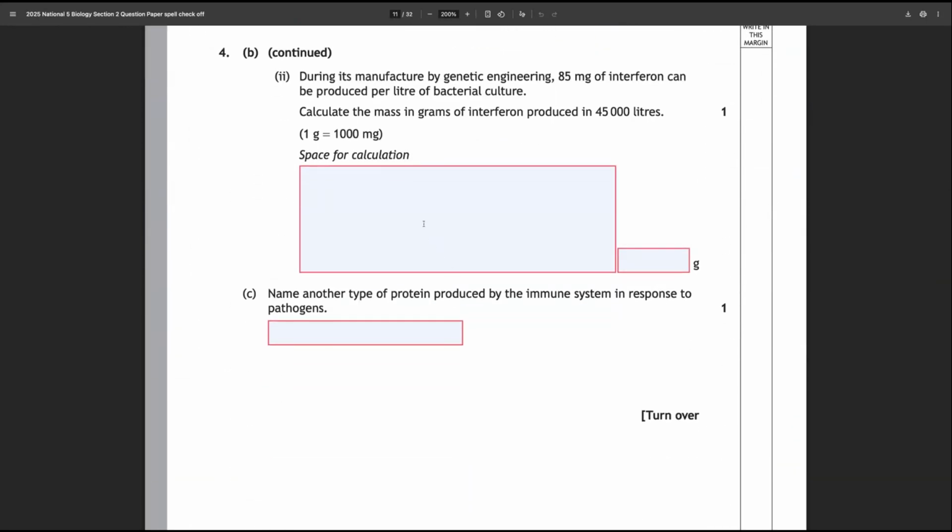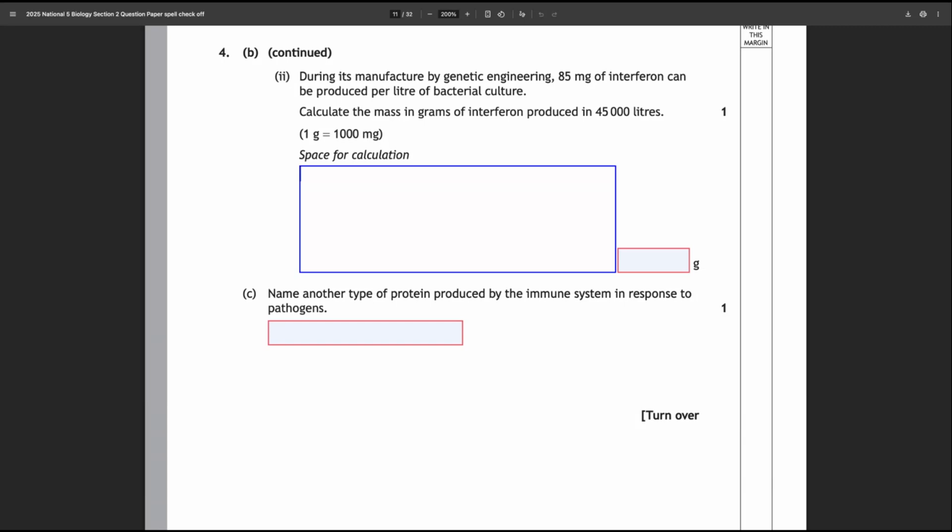Okay, B, part 2. During its manufacture by genetic engineering, 85 milligrams of interferon can be produced per litre of bacterial culture. Calculate the mass in grams of interferon produced in 45,000 litres.